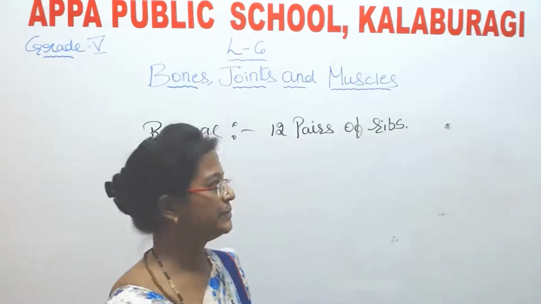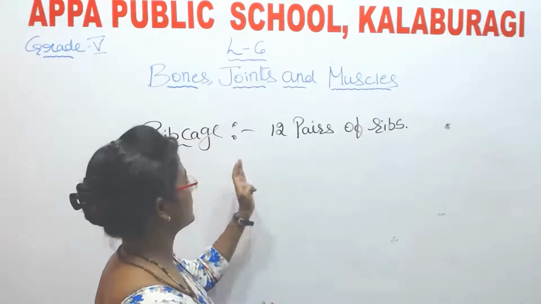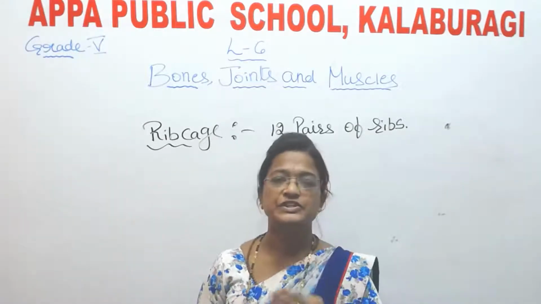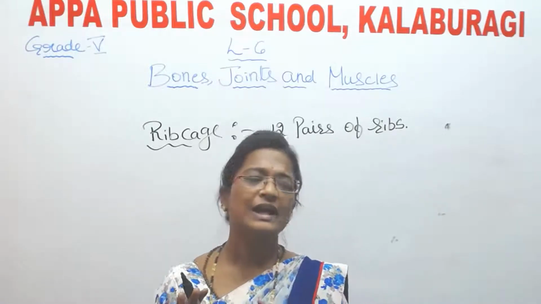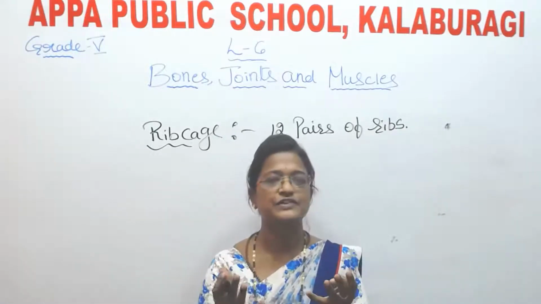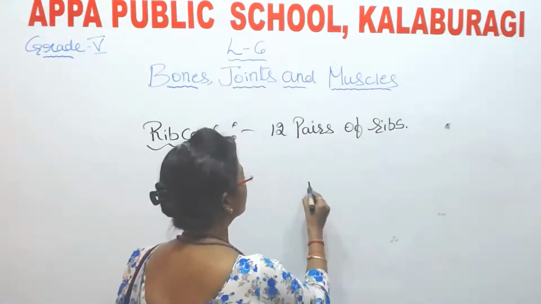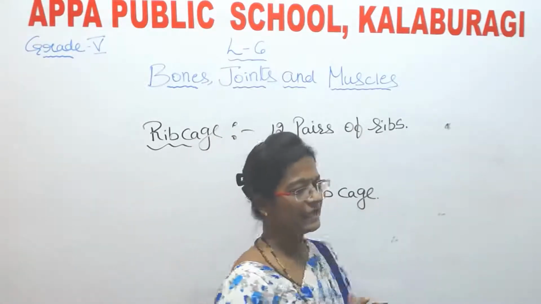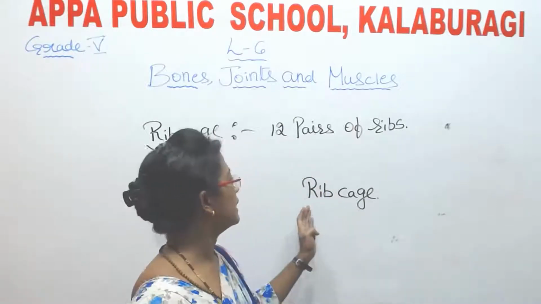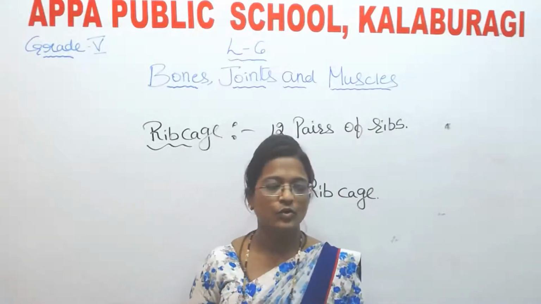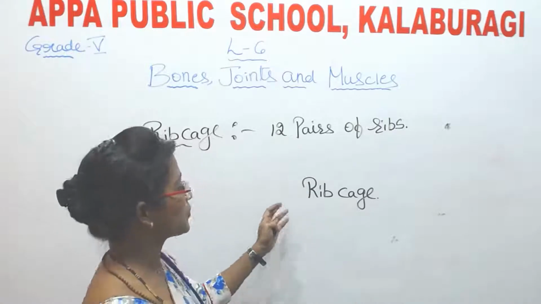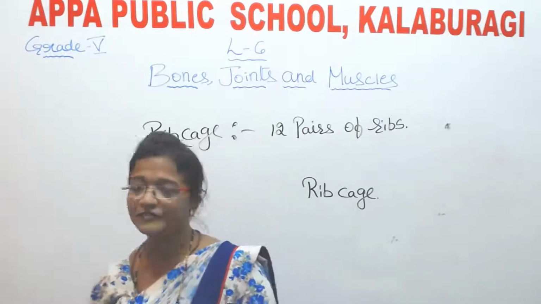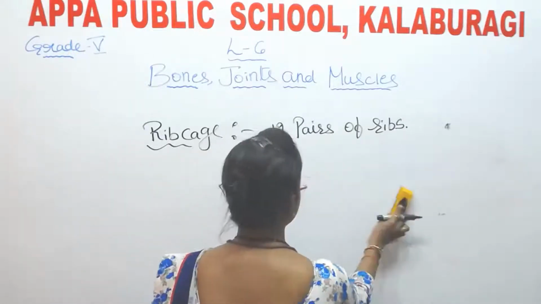Once again, the rib cage is made up of 12 pairs of ribs which connect from the chest bone to the backbone, and it forms a cage which we call the rib cage. Now what do you think, what does the rib cage protect? Important internal organs, right? Which are those? Let me tell you.